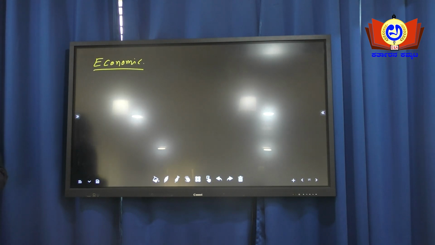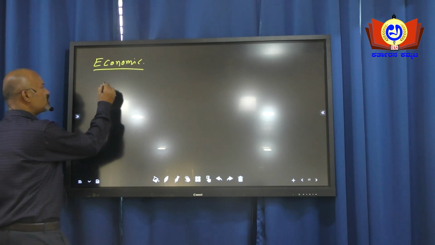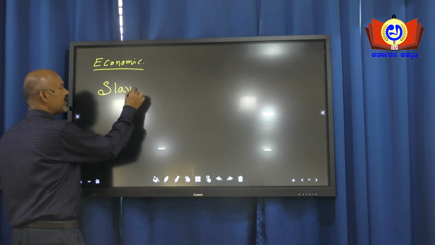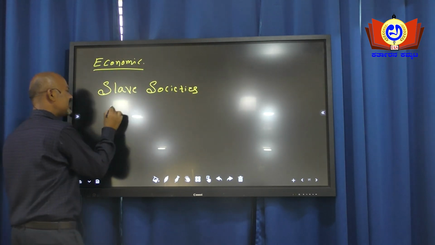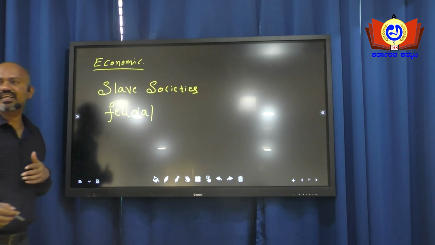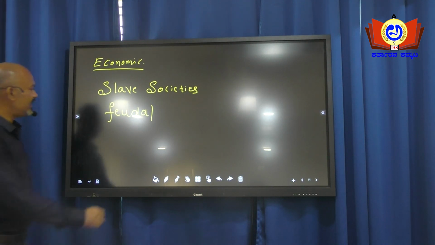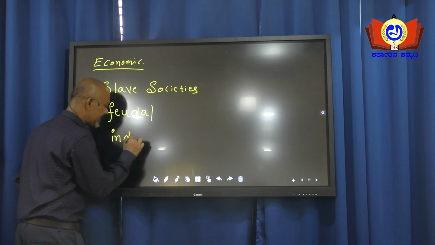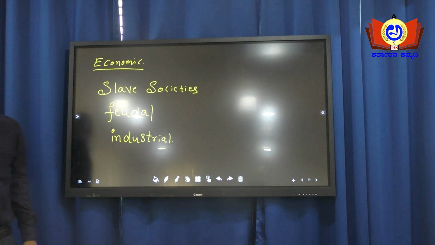Through distribution and circulation of money, work is extracted from all the people, generally. This work we will see across generations, how the work was extracted. First, we will see how work was extracted in slave societies. Then in feudal society. Then we will see how work is extracted today. First is slave society, feudal society, and the third is industrial society. These three societies we will see.